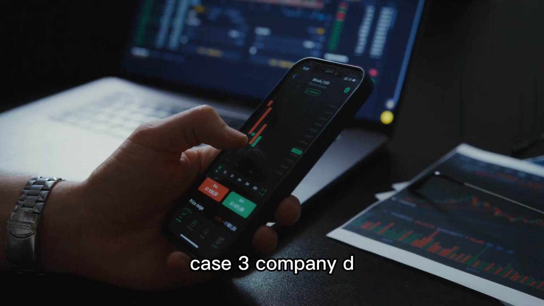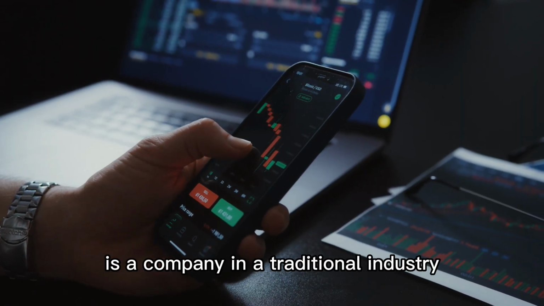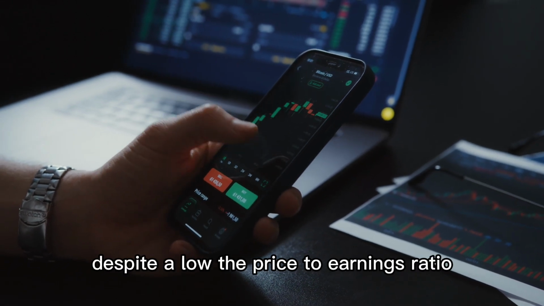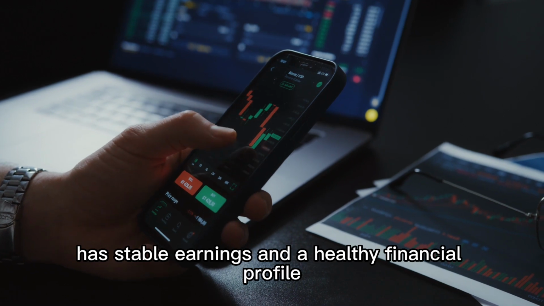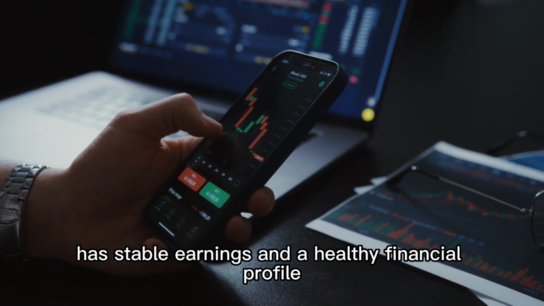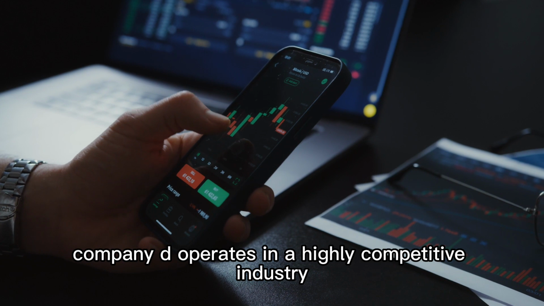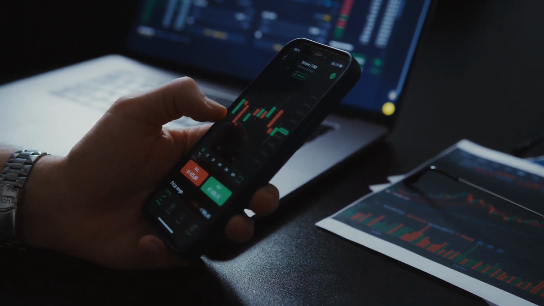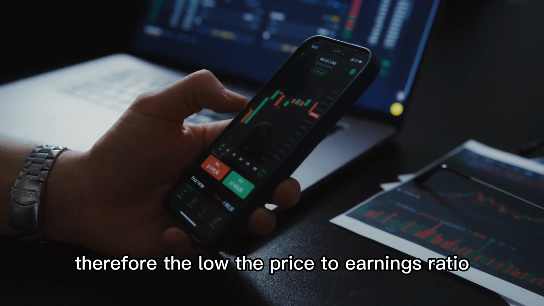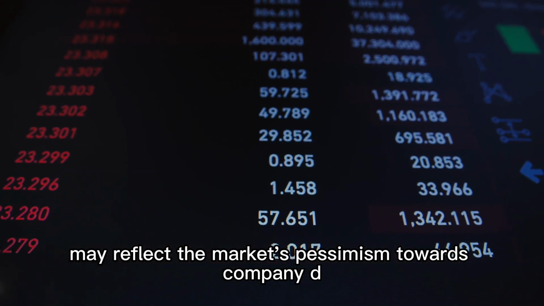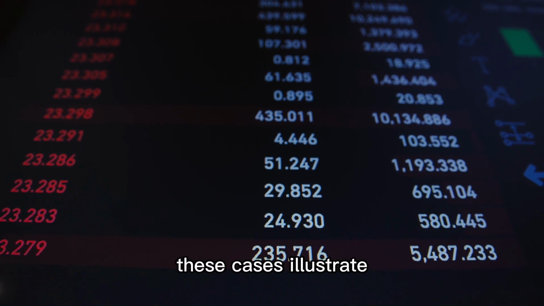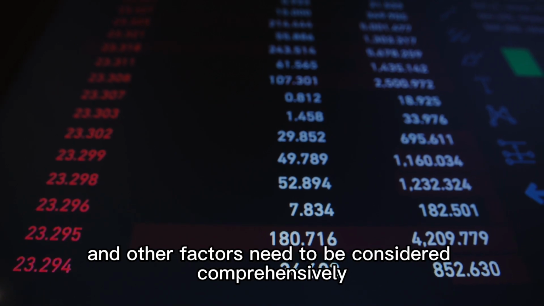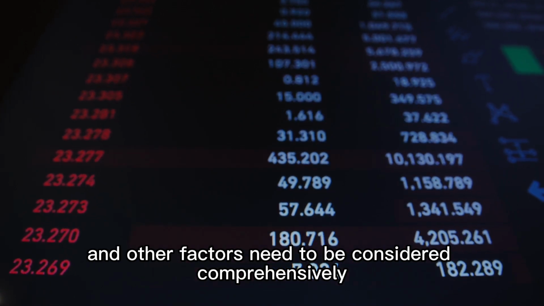Case 3. Company D is a company in a traditional industry with a price-to-earnings ratio of 8 times. Despite a low price-to-earnings ratio, Company D has stable earnings and a healthy financial profile. In addition, Company D operates in a highly competitive industry with limited growth prospects. Therefore, the low price-to-earnings ratio may reflect the market's pessimism towards Company D. These cases illustrate that the application of the price-earnings ratio method is complex, and other factors need to be considered comprehensively.